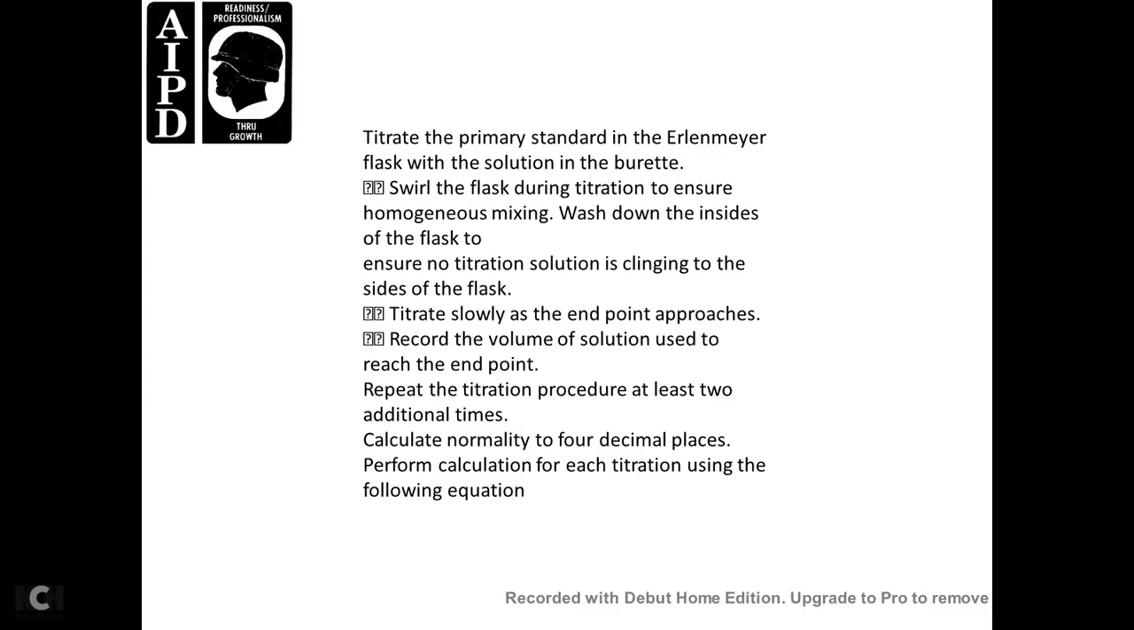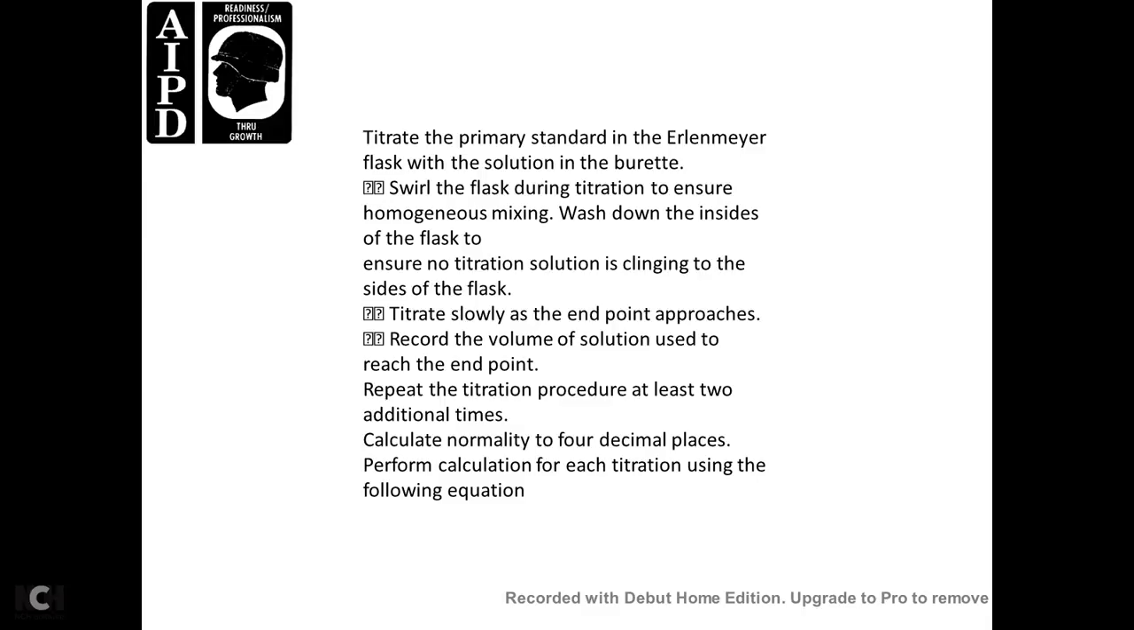Titrate the primary standard in the Erlenmeyer flask with the solution in the burette, swirling the flask during the titration. Ensure homogeneous mixing, and wash down the inside of the flask to ensure no titrant solution is clinging to the side of the flask. Titrate slowly at the end point. Approach the end point and record the volume of the solution used to reach it. Repeat the titration procedure at least 2 additional times. Calculate the normality to 4 decimal places.